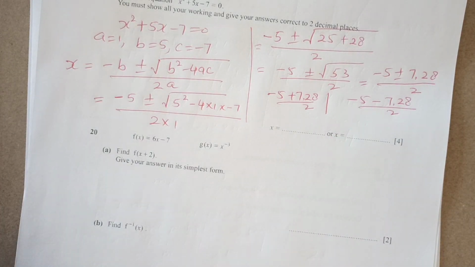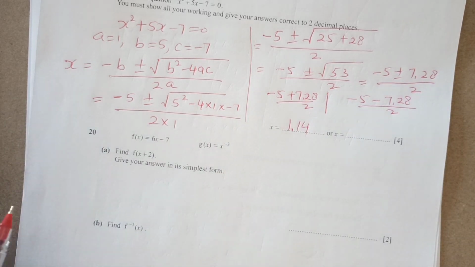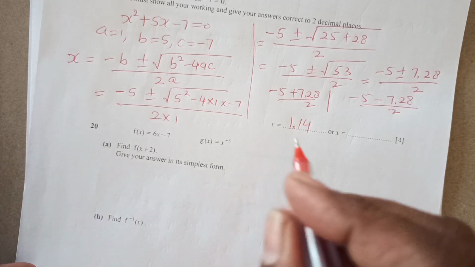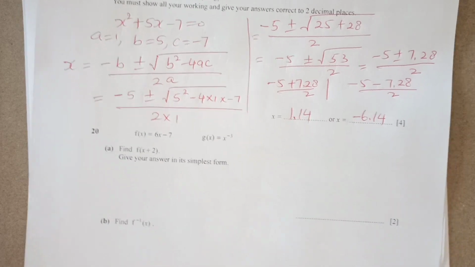Now let's see, 7.28 minus 5 divided by 2 gives us 1.14. The other one, negative 5 minus 7.28 divided by 2, is negative 6.14. So this is the final answer for this.